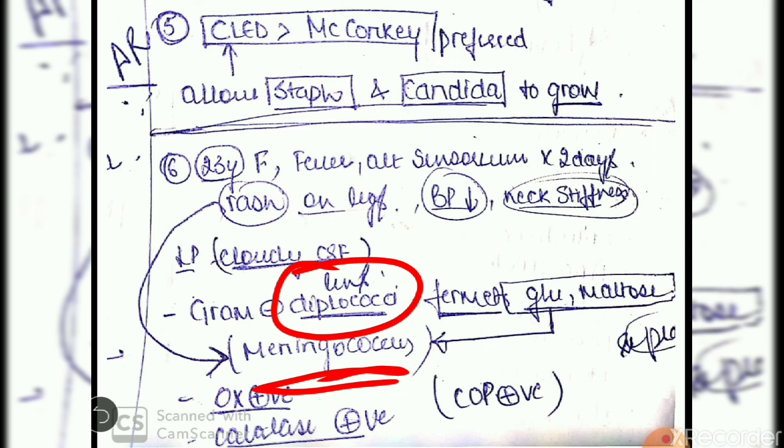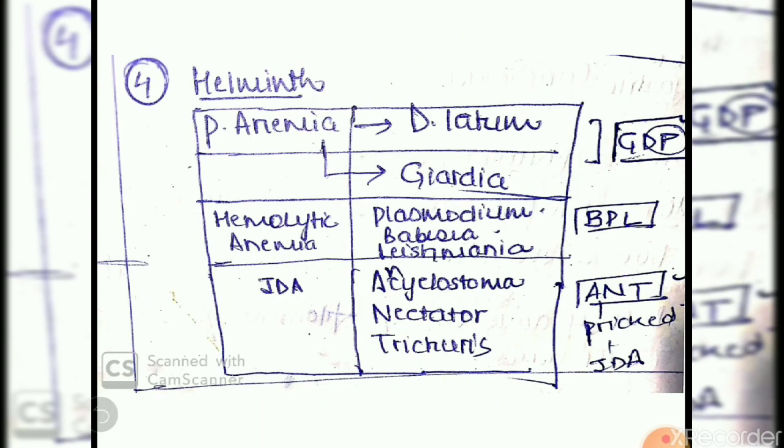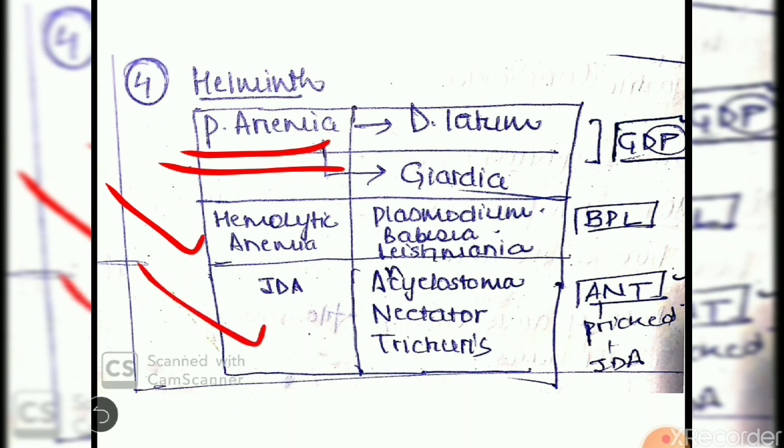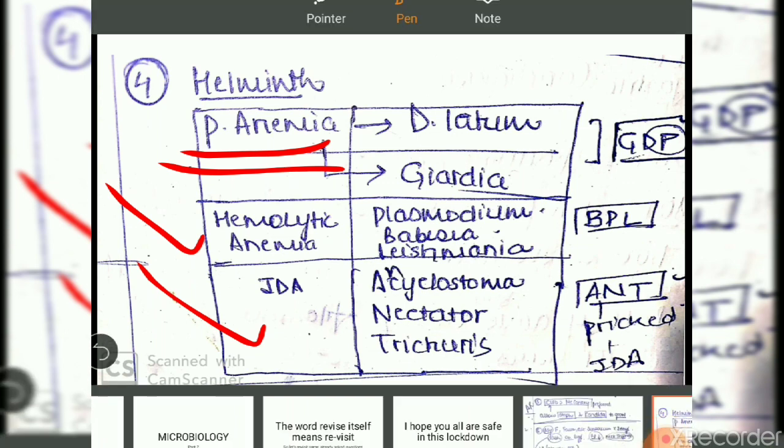So the next question is on which parasitic infection it is. So if we are saying the pernicious anemia will be in GDP, that is Giardia and Diphyllobothrium latum, and hemolytic anemia is with DPL, that is Plasmodium, Babesia and Leishmania. Iron deficiency anemia is seen with Ancylostoma, Necator and Trichuris.